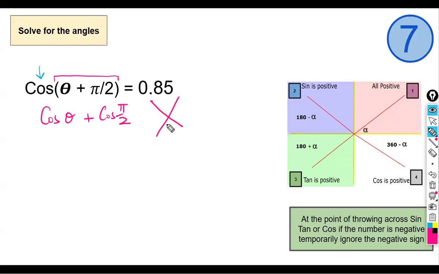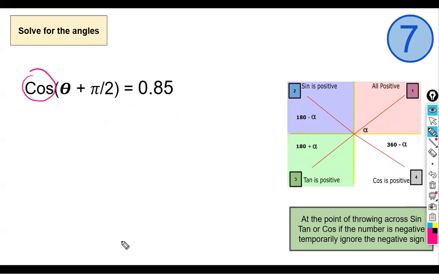Trigonometry, when it comes to brackets, doesn't follow the normal rules. So please make a mental note of that. The only way to get rid of these brackets is to throw across the cosine. You can think of the cosine as holding two of them hostage. So in a question like this, the first thing we have to do is throw across the cosine. Now, when we are throwing across the cosine, what are we landing on? Isn't it a positive value?